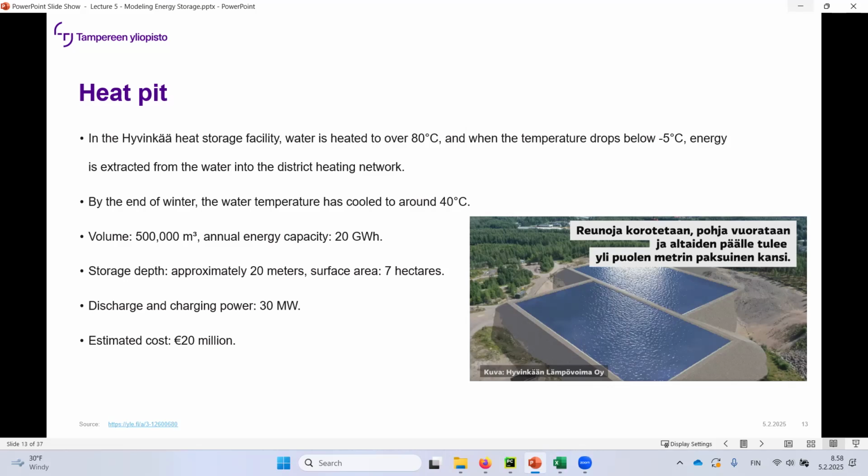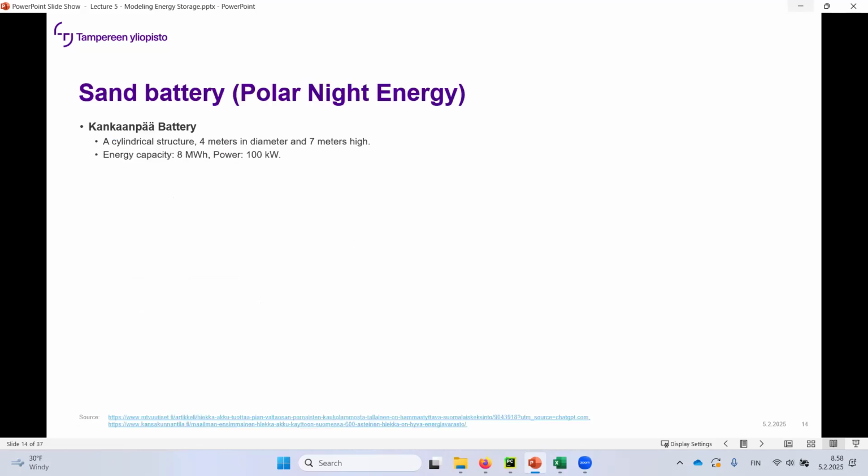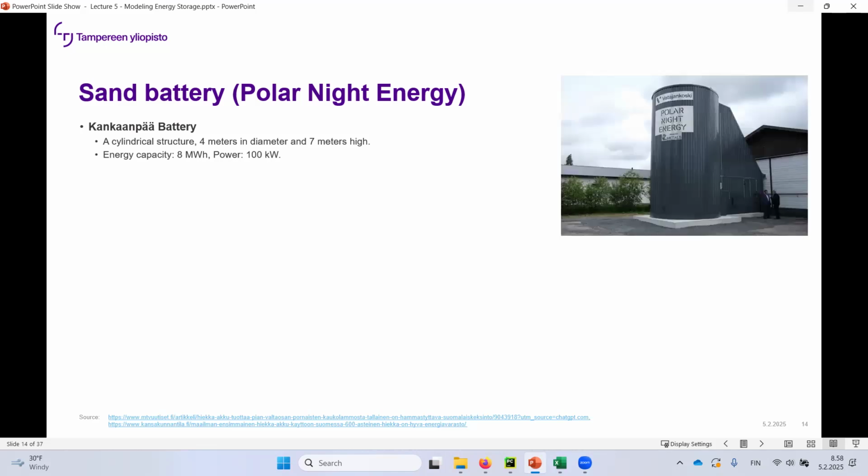So in that sense, if you're talking about this smaller system, but if you're talking about this Vantaa system, it was 90 gigawatt hours and 200 million. So that would be like twice the price. And then our students, I don't know, was it 2016 or 17, they founded Polar Night Energy, and they are making these sand batteries.